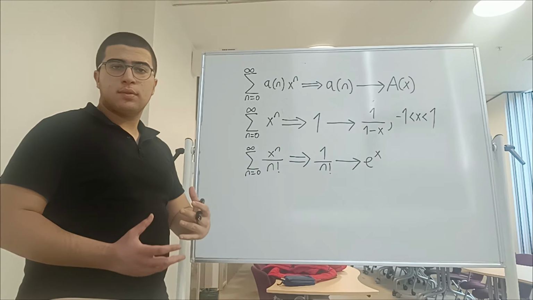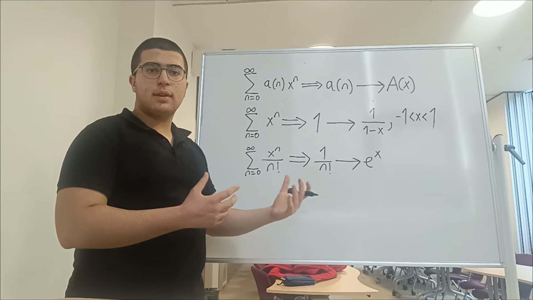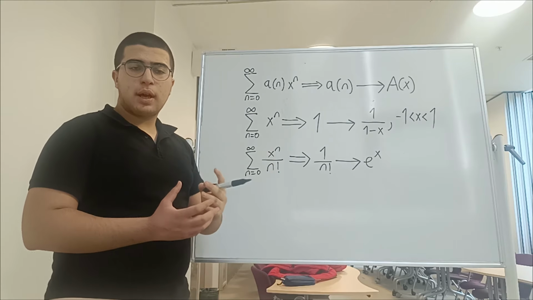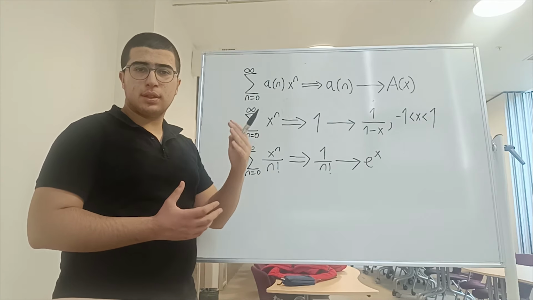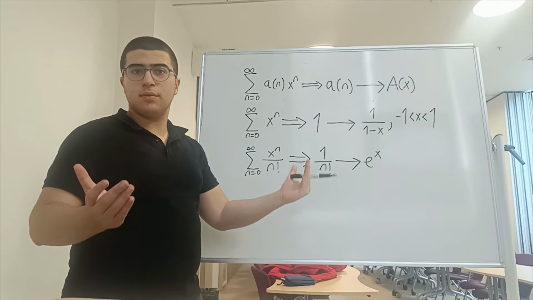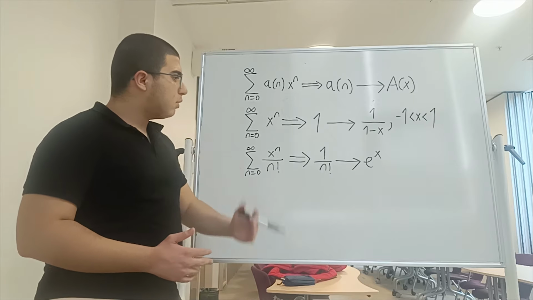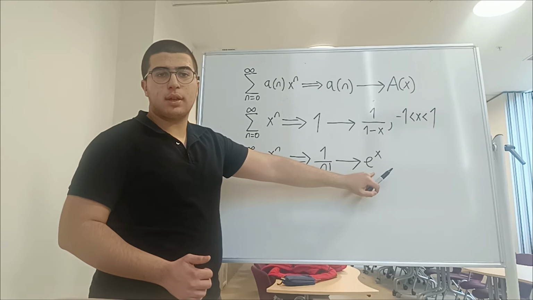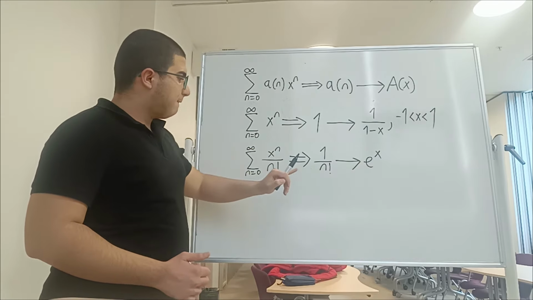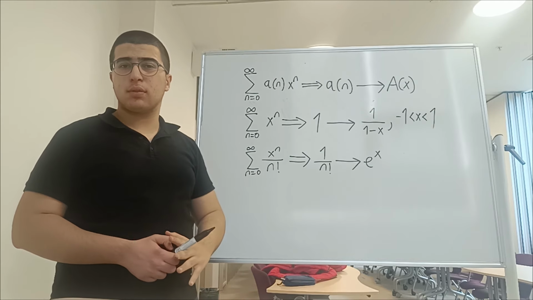So we give this power series a function of n, and we multiply this with x to the n, and then sum it up to infinity, and it converges to a value. It converges to e to the x. So we transformed our function, and this is what Laplace transform is all about.